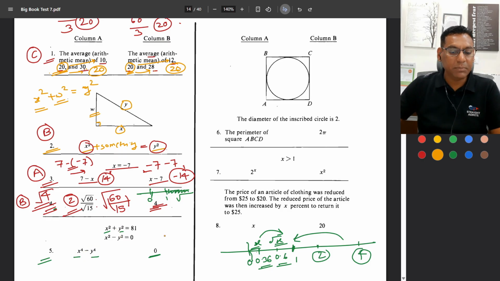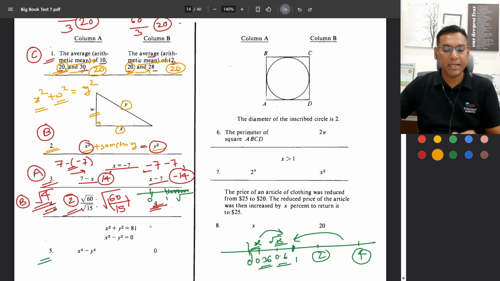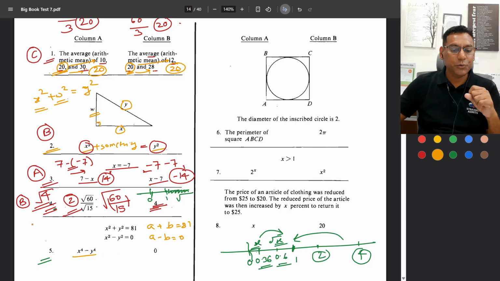But can I do something logically here? Look at it this way. These are all square terms and this is raised to 4. So can I say x square is a and y square is b. In that case it would be a plus b is equal to 81, a minus b is equal to 0, right? And I will have to express this also in terms of a and b. There I am going to use the formula.